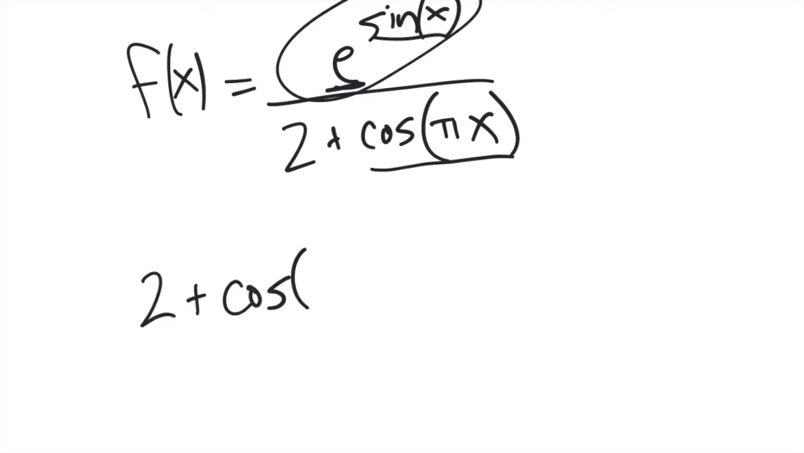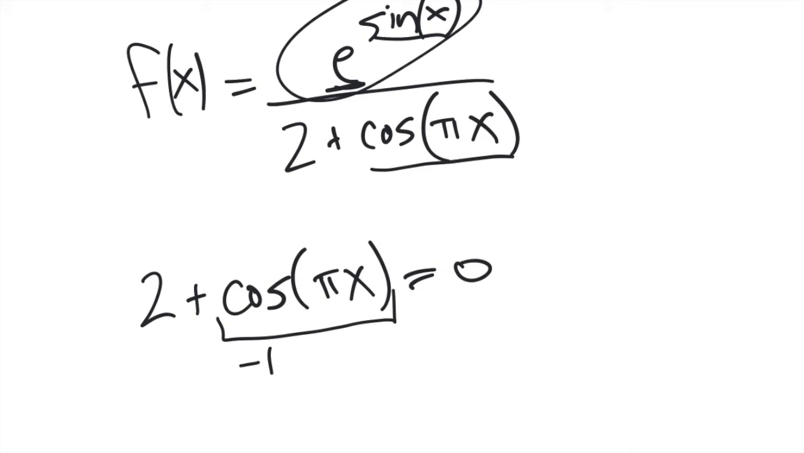Is there anywhere where 2 plus the cosine of pi x, is it possible for that to equal 0? And if so, where does that happen? Okay, and actually what ends up being the case in this situation is that there's not anywhere where that happens. Remember, the cosine of pi x, no matter how complicated the inside part of that is, goes back and forth between -1 and 1. That's the range of that cosine function.